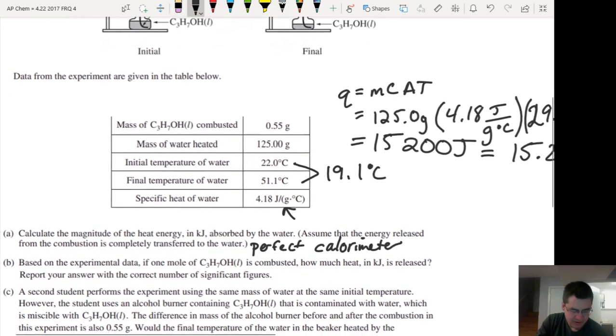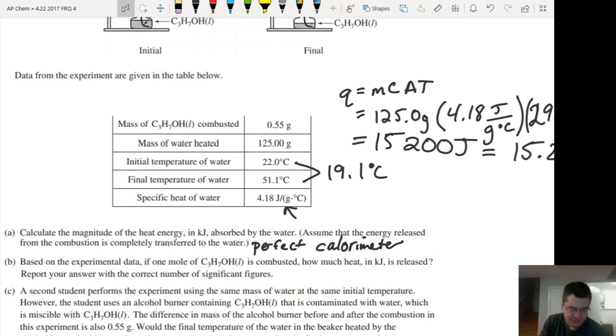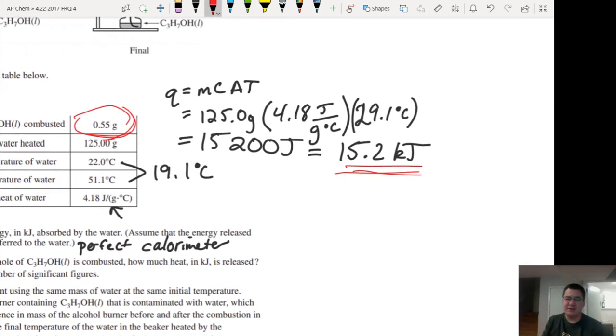What's it say? Based on your experimental data, if 1 mole was combusted, how much heat in kilojoules is released? Here's the thing: did we combust a full mole? No, we combusted way less than a mole, and it released that much energy. So if we did this with a full mole, how much would it release? We have to calculate what's called a molar enthalpy or molar heat change. So basically we want kilojoules per mole.